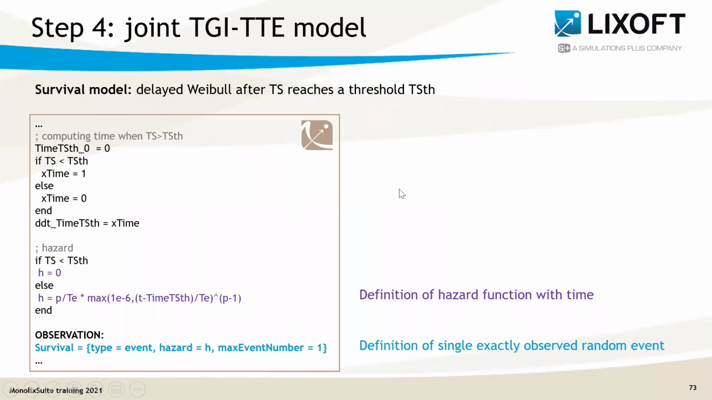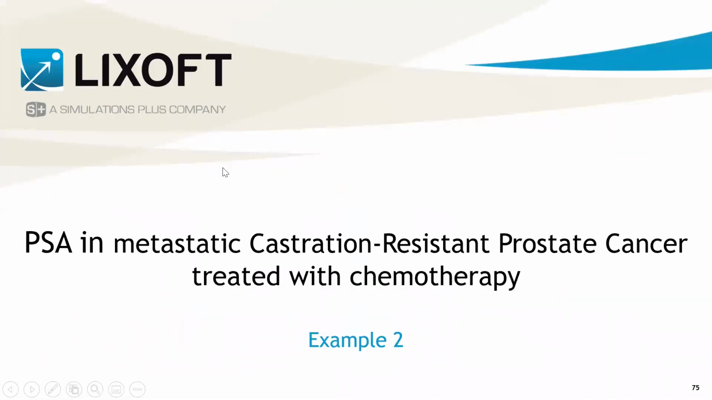The next step would be to finally include also the survival data with a joint tumor growth and time to event model. However, I don't think I will have enough time to detail this, so I'm going to skip this, which is actually an extension of the model that we have in the library and which is not directly included in the library, and I will go straight to my next example.